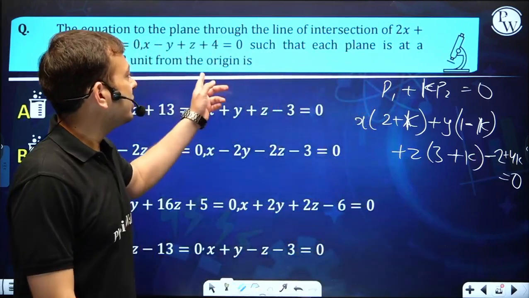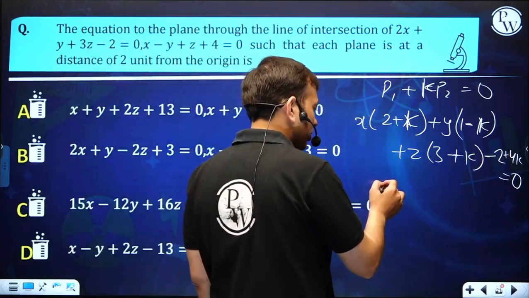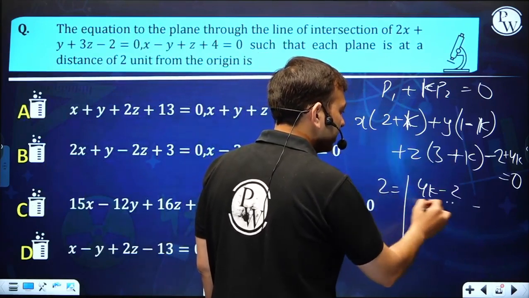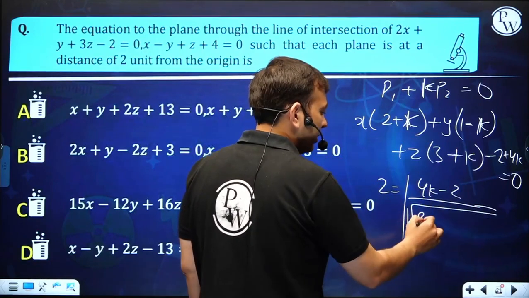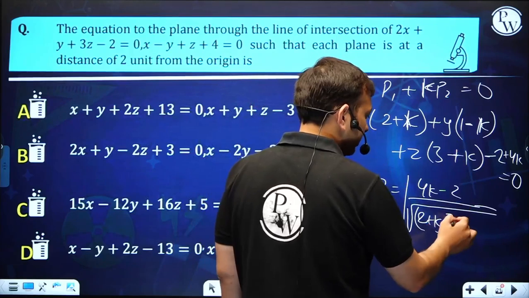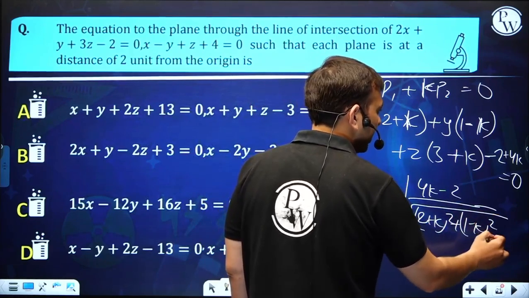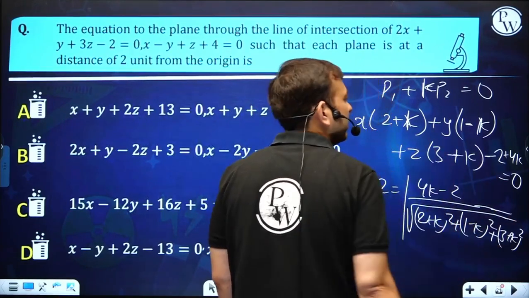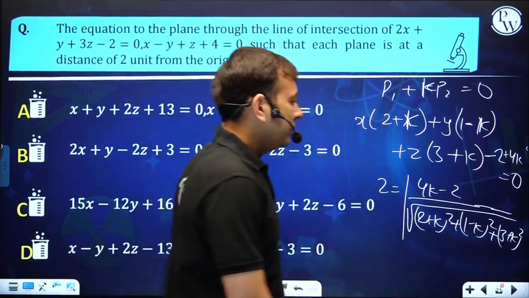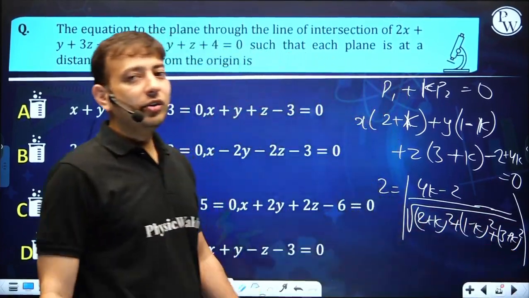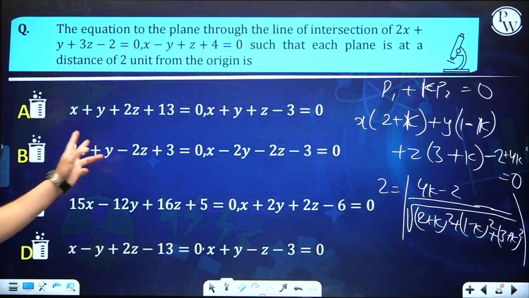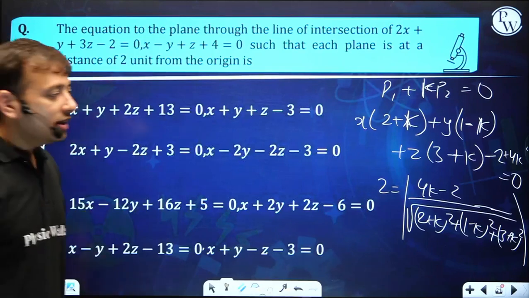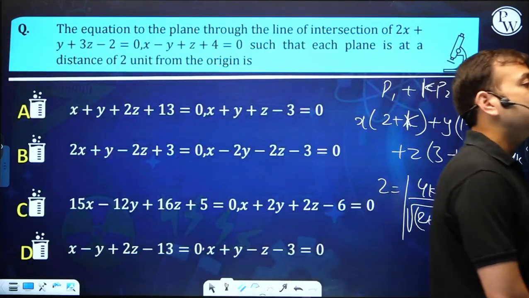Now this plane is at a distance of 2 from the origin, so the distance from (0, 0, 0) is (4k − 2) divided by the root of (2 + k)² + (1 − k)² + (3 + k)², like this. After solving this, you will get two values of k, that will be the answer. Simple. So in this way, the family of planes is used. Now it's simple arithmetic, you can solve this.